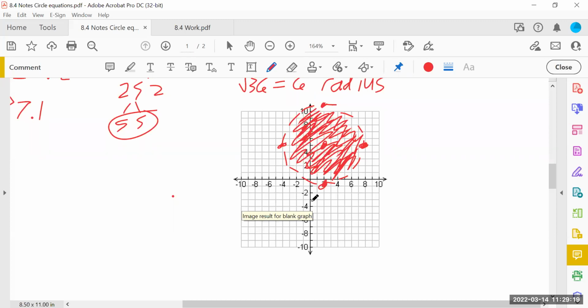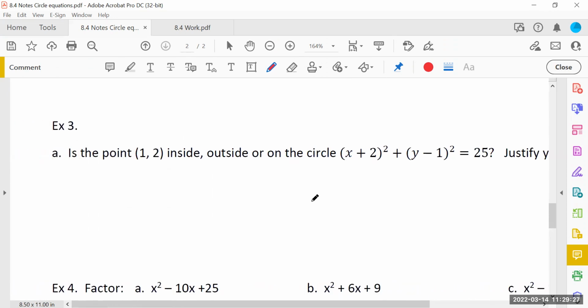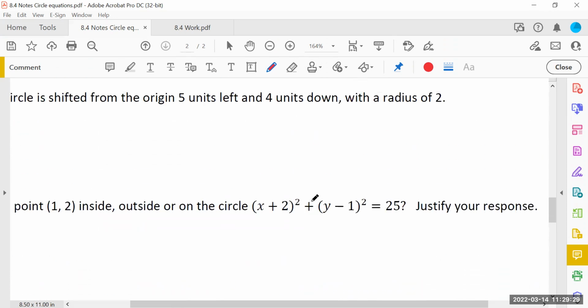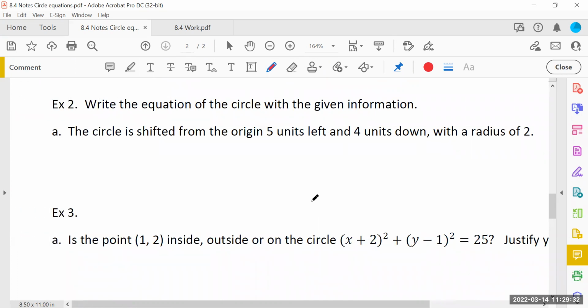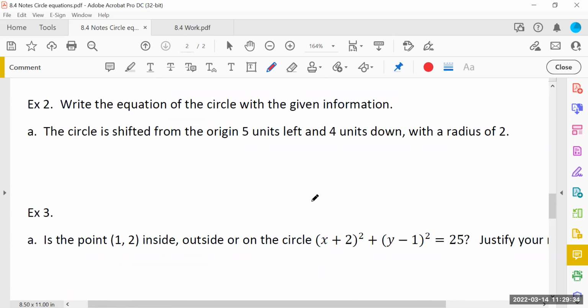Now, this is the majority of what I'm going to be having you do, but I'm going to show you one more piece for that. Math 3 focuses more on how to actually write out the equation. So, example 2, circle is shifted from the origin, 5 units left and 4 units down. Is everybody good with 5 units left being -5 and 4 units down being -4? Right? Left is negative, down is negative.